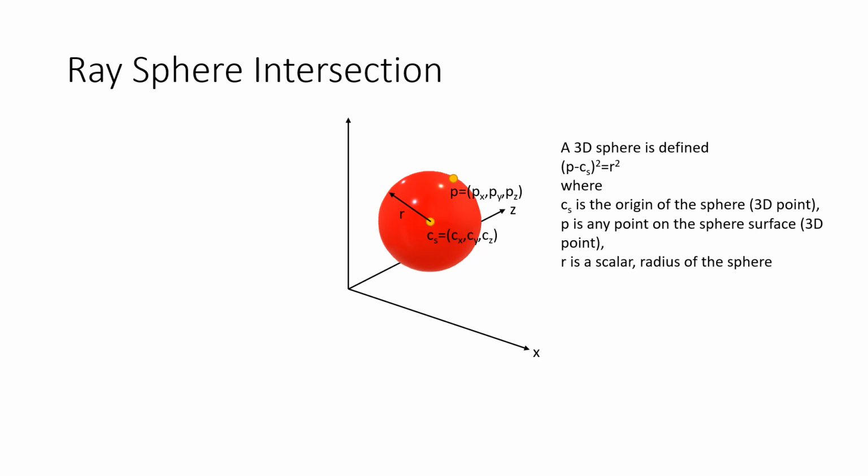Here we see a 3D sphere. So the sphere is defined according to its center, CS, and CS is equal to cx, cy, cz. We also have the radius of the sphere, which is r. And then we're going to define the 3D sphere algebraically as all points P on the surface of the sphere, such that P minus the center, if we take the square of that, it will be equal to the radius squared.